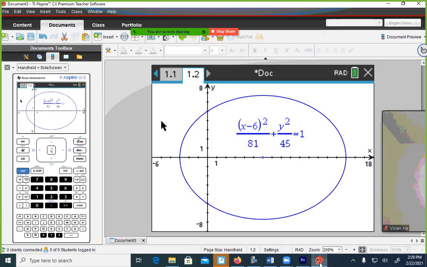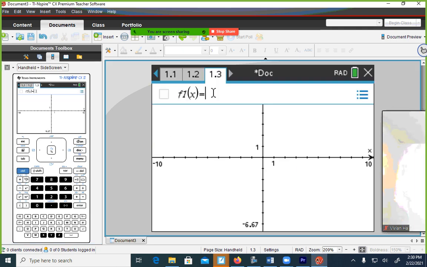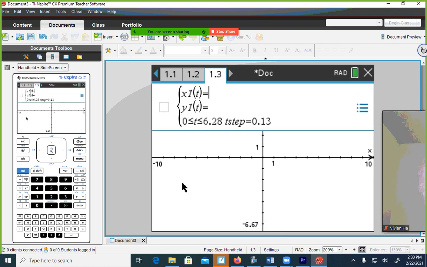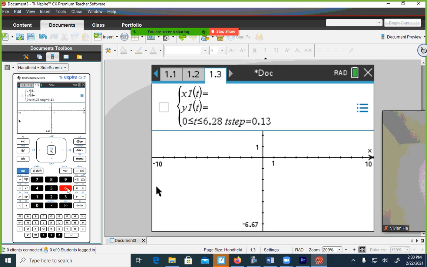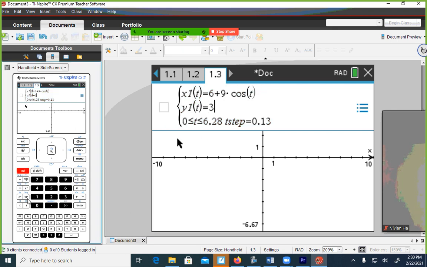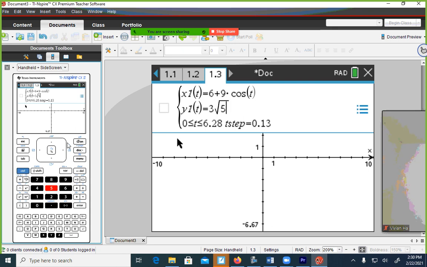So now I can do parametric. Picking up my calculator, adding another page, graph, menu 3. This time I'm going down to parametric. My x equation was 6 plus 9 times the cosine. And keep, this is a T, so make sure you use a T. You might be tempted to use a theta because we wrote theta, but you can't because theta's not there. And then this one is 3 square roots of 5 times the sine.